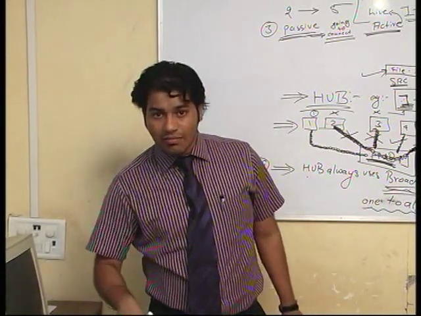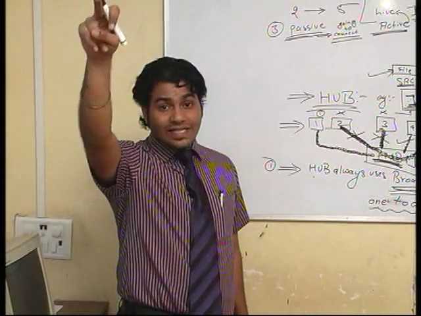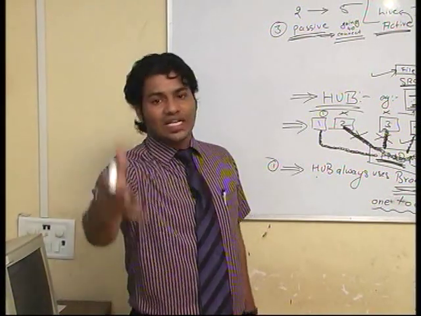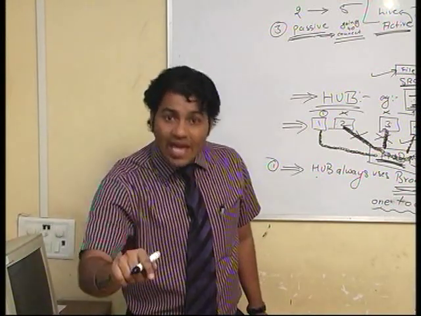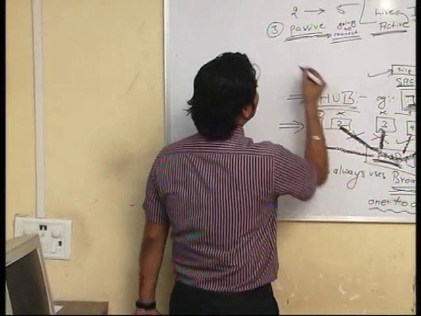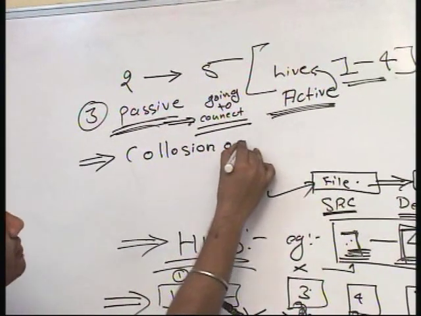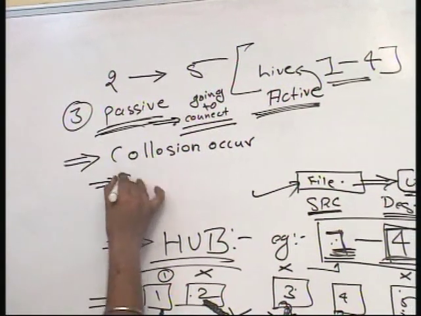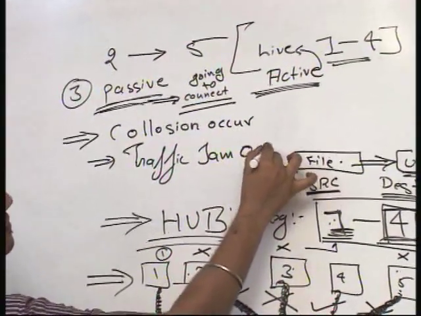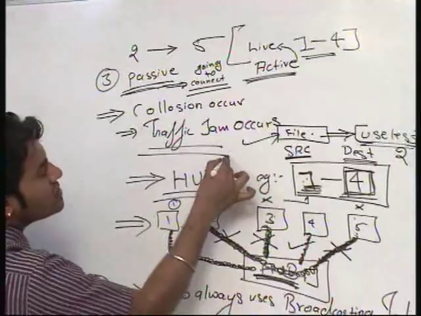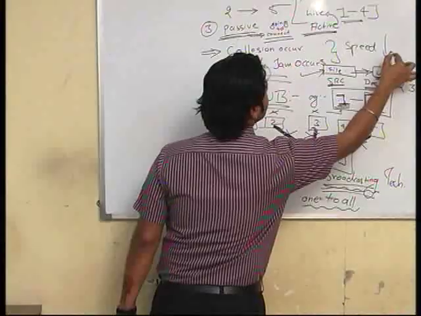So what do you think? My speed will be the same? No, not at all. My speed is going to go down. Why? Because of that accident, a traffic jam is going to occur, and because of that traffic jam, I have to decrease my speed. In the same way, in a hub, when a collision occurs, a traffic jam occurs. When a traffic jam occurs, indirectly the speed is going to decrease.